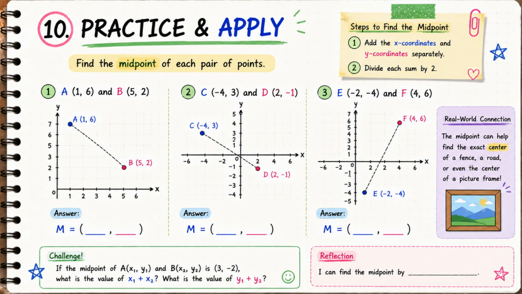Now let's test our understanding. These questions are slightly more challenging. Try to solve them independently. Remember, distance uses the distance formula. Midpoint uses the average formula. Don't rush. Focus on the steps. Mathematics becomes easier when we follow the correct process.